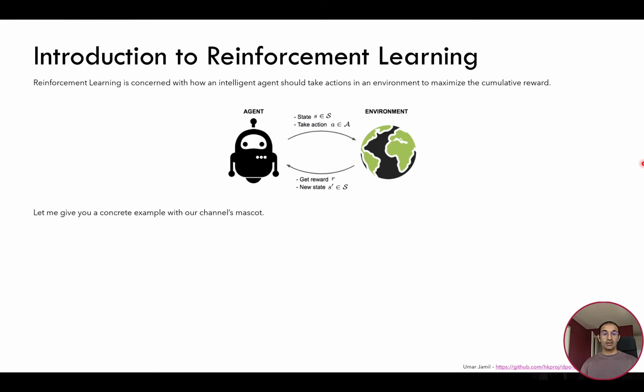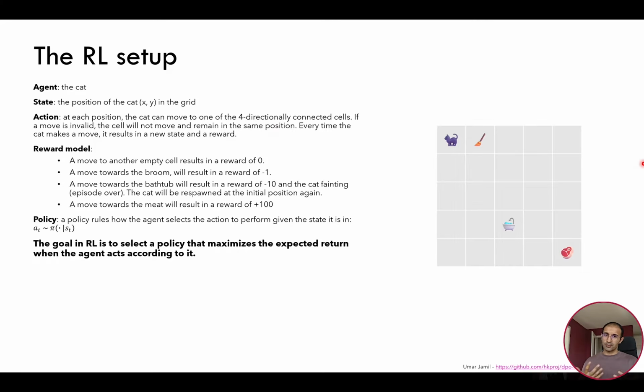Now let's talk about reinforcement learning. Reinforcement learning is an area of AI that is concerned with training intelligent agents to perform actions in an environment in order to maximize a reward that they receive from this environment. Let me show you with a very concrete example. I usually always use my cat Oleo for examples, so let's talk about Oleo. Oleo is the agent in this reinforcement learning scenario, and he lives in a very simple world.